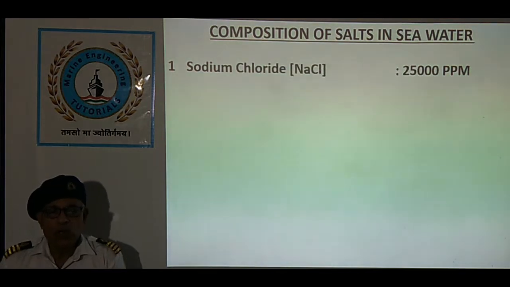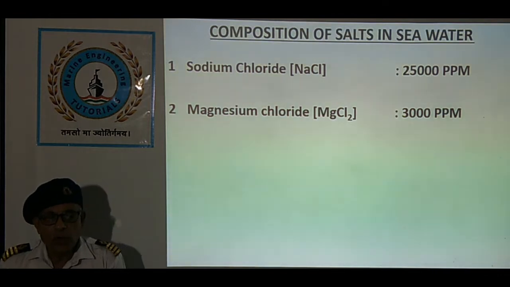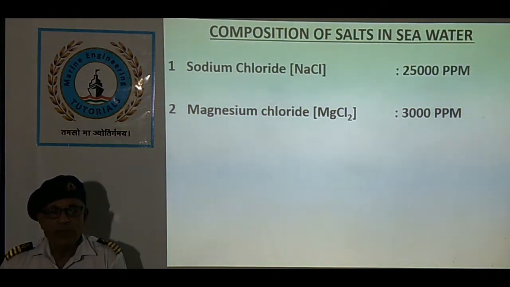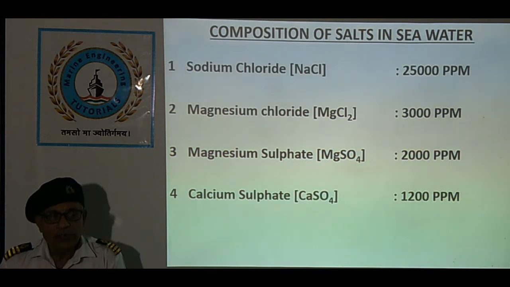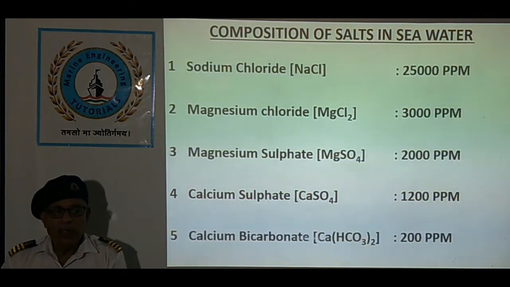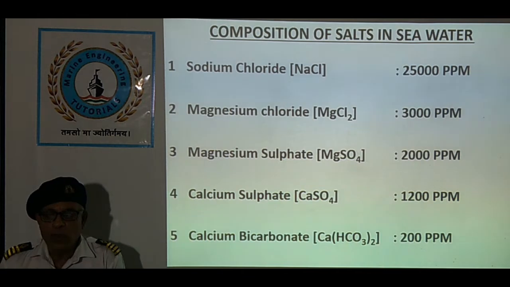First one is sodium chloride with 25,000 ppm. Second is magnesium chloride with 3,000 ppm. Third is magnesium sulphate with 2,000 ppm. Fourth is calcium sulphate with 1,200 ppm. And lastly, we have calcium bicarbonate with 200 ppm.